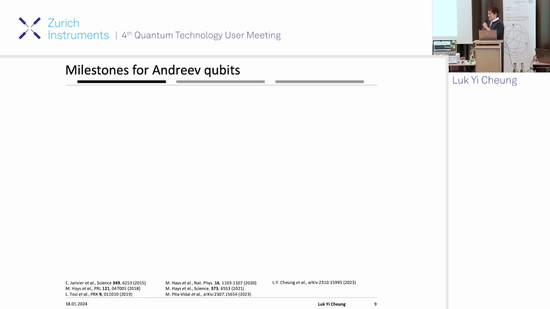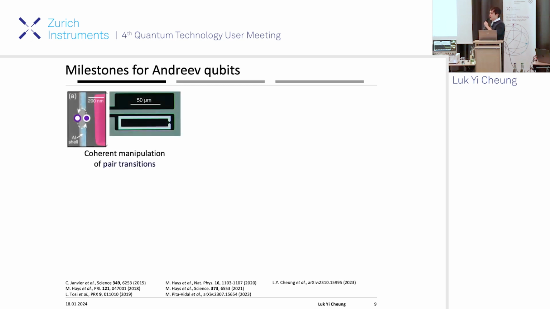So what have people achieved actually in recent years? It's a rather new concept. The whole business about Andreev qubits started in 2015 when a group in Paris managed to demonstrate for the first time the coherent manipulation of the pair transitions. They did this at the beginning in superconducting atomic point contacts.